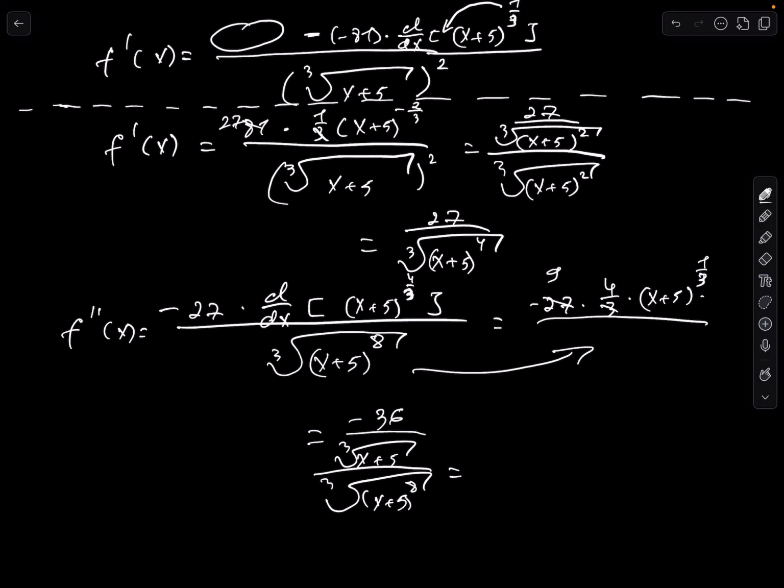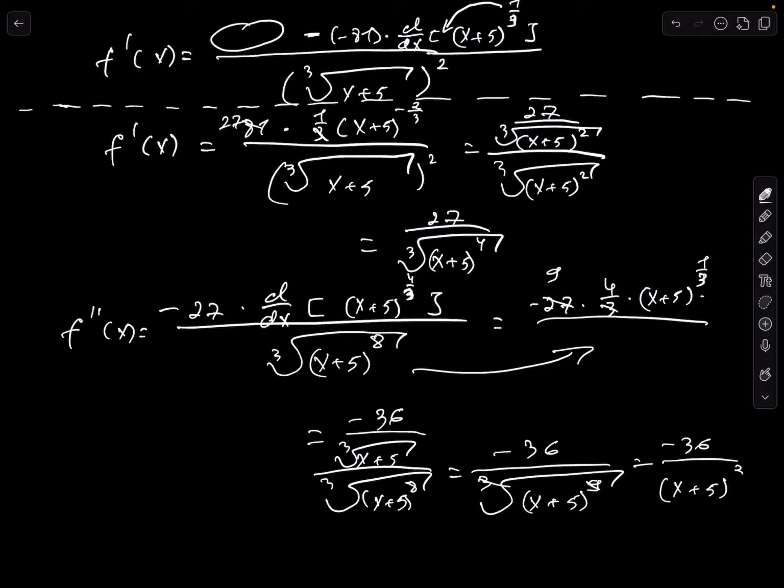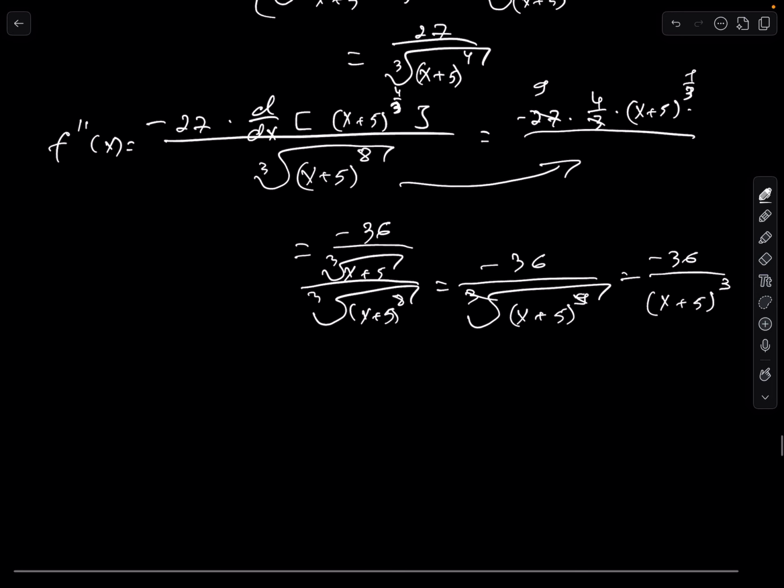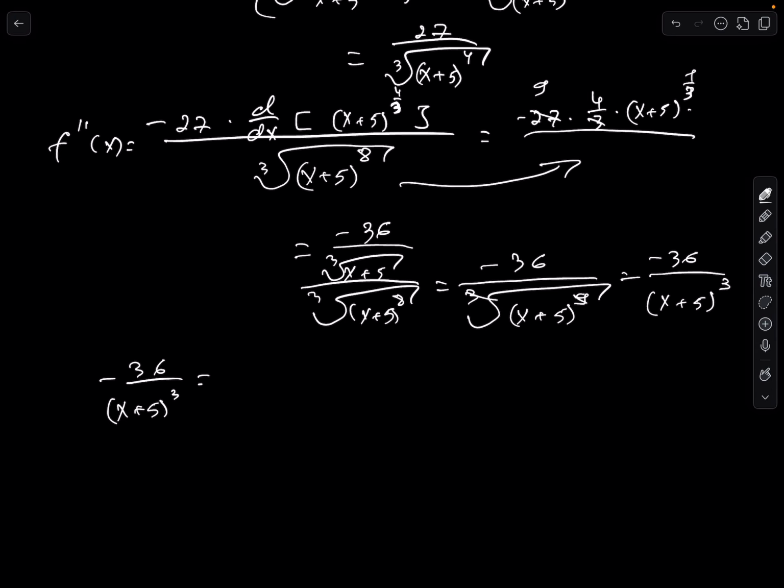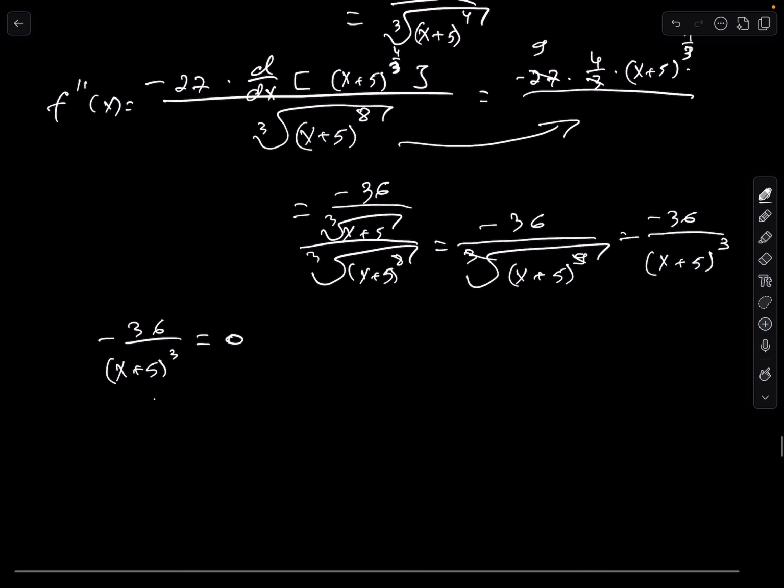Here we're going to have negative 36 divided by the cube root of (x plus 5) to the 9th power. Well, these two get simplified. We get negative 36 over (x plus 5) cubed. And now, what are some x values when our second derivative is going to be equal to 0? Well, we only have x equals negative 5.